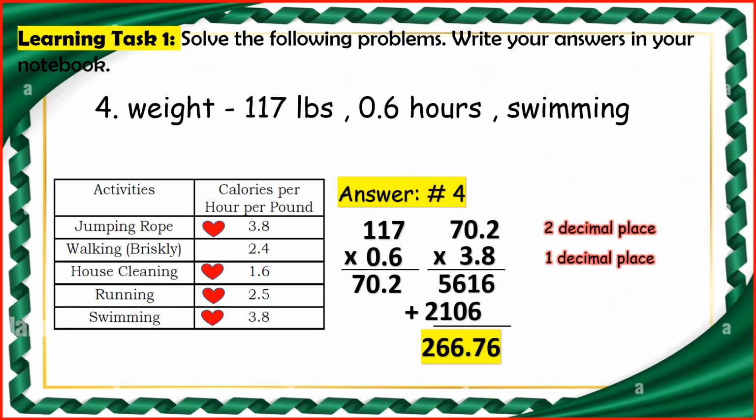So we will bring down 6 and then add 1 plus 6 is 7. And then we have 6 plus 0 is 6. 5 plus 1 is 6. And then bring down 2. So for a total of 26,676. But we have to put the decimal point and for the factors we have 2 decimal places. So the answer now is 266.76 calories being burned for the swimming.